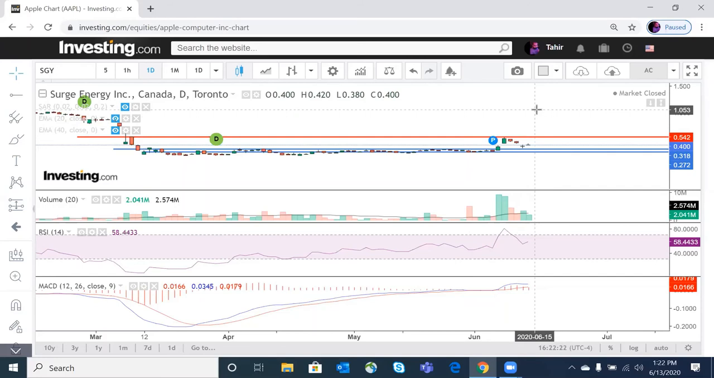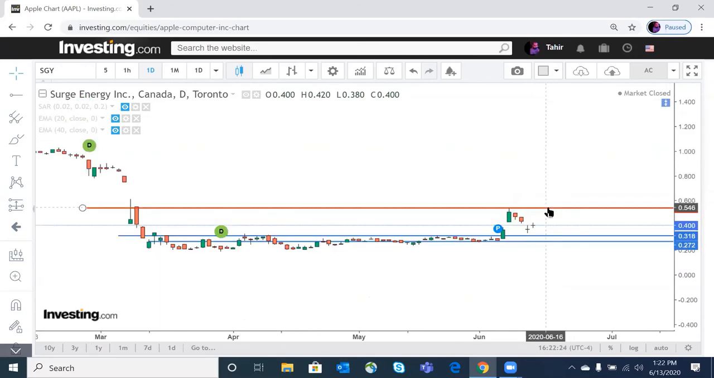The important thing is, upside is good and the risk reward ratio is fine. You can enter in this trade and you can hold it till 0.50. Yep. This is the next stock.